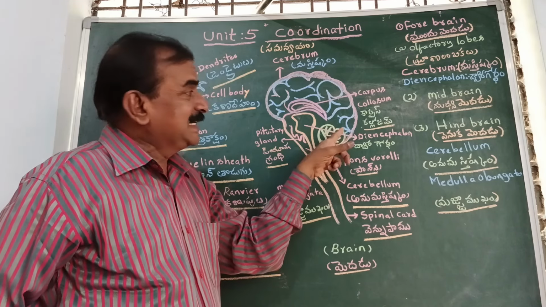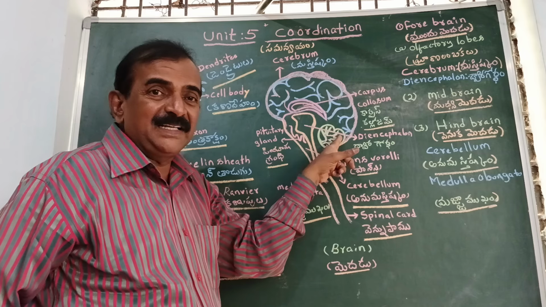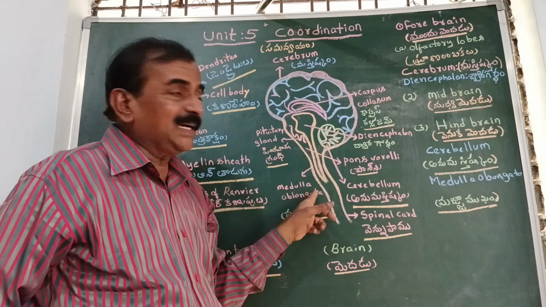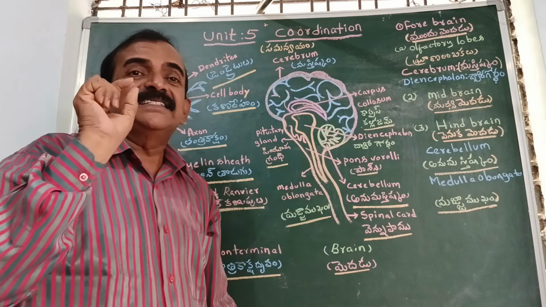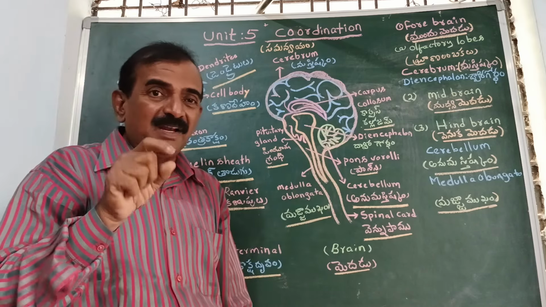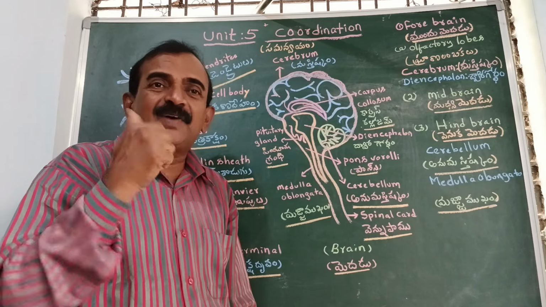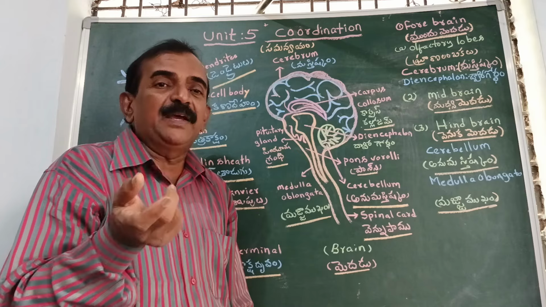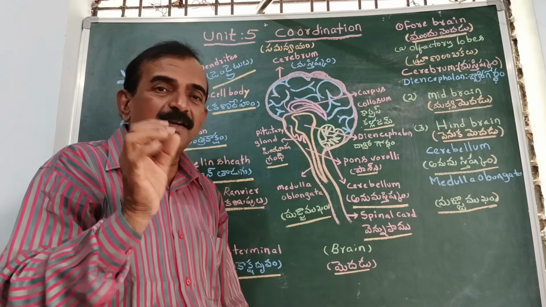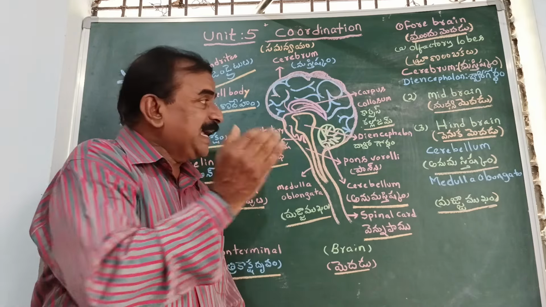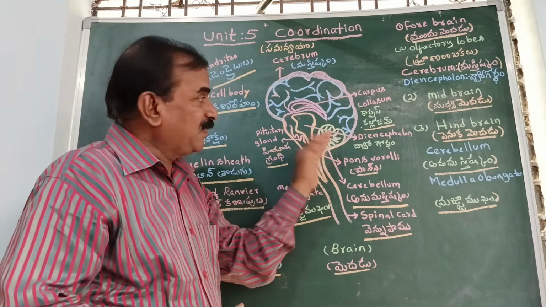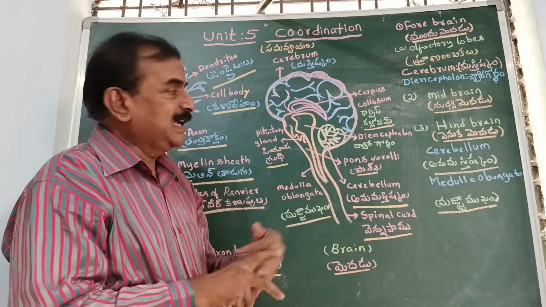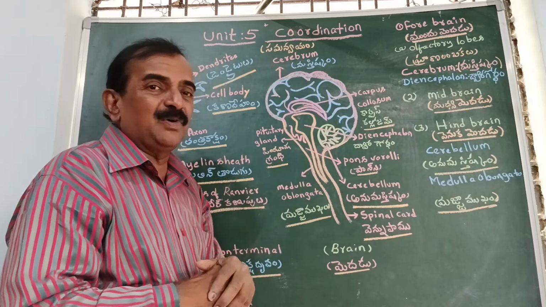Hindbrain consists of cerebellum. Cerebellum is present below the forebrain and above the medulla oblongata, and cerebellum consists of cerebellar hemispheres. Its function is to maintain posture, equilibrium and muscular activity, and that is the function performed by the cerebellum. And now we need to discuss about what?